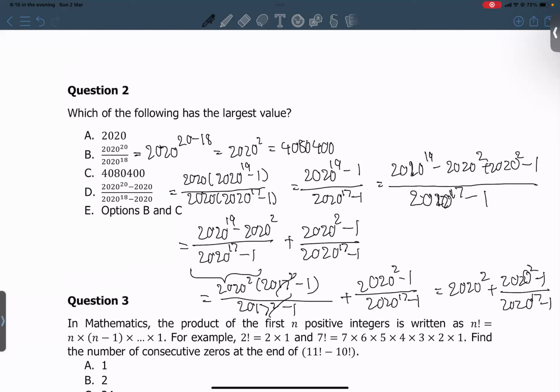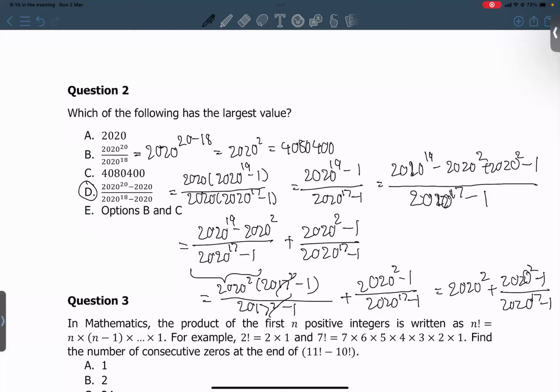From this, you can see that D equals 2020 squared, which is the same value as B and C, plus another value. So you can say that D is larger than B and C. From all the choices above, you can see that D is the largest value among all choices. So the answer is D.